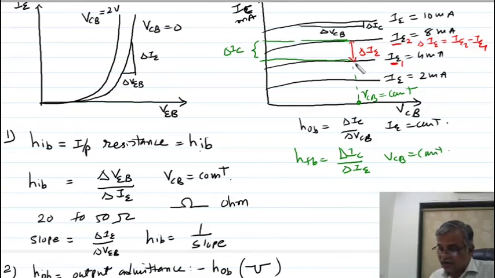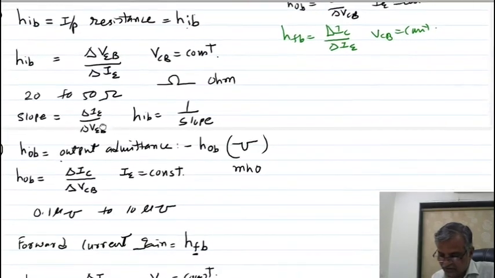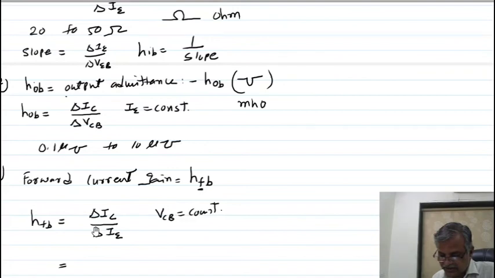So look here, I have to find delta IE and the corresponding change in delta IC. You draw the normal from this point to this, and from this point to this, and find out the change in collector current. Change in emitter current is this minus this, and this is constant. So from the output characteristics you can find the change in collector current, and also the change in emitter current for a constant value of VCB. It is always less than 1. Its value is between 0.9 and 0.98.